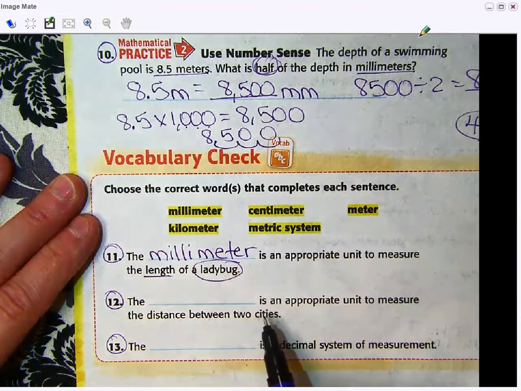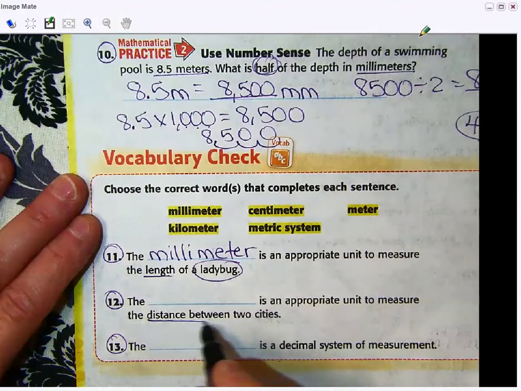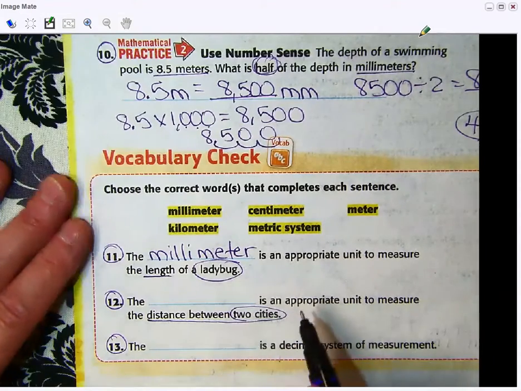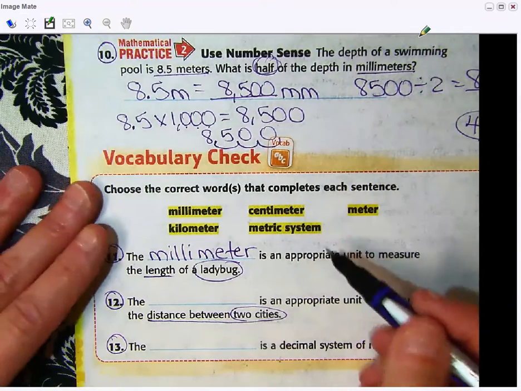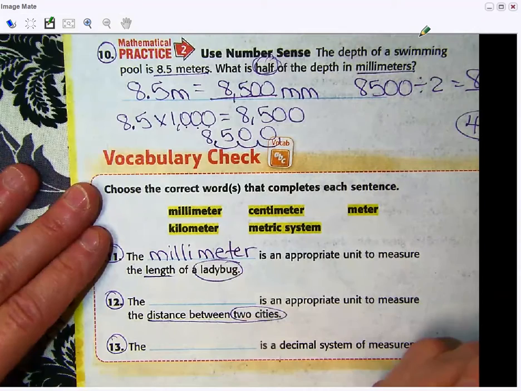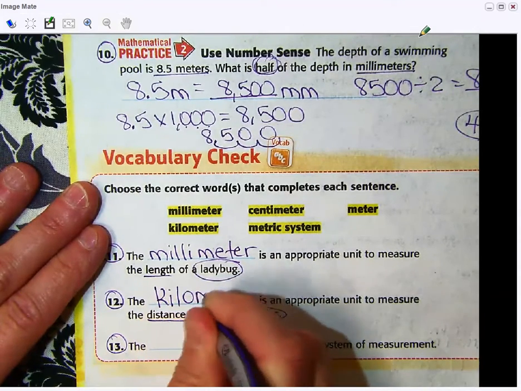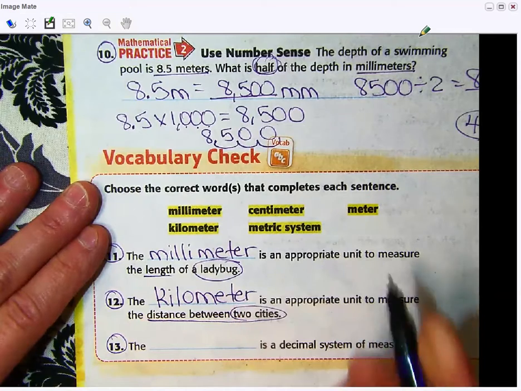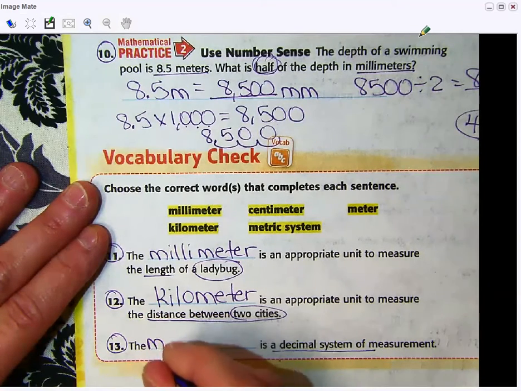Okay, the blank is an appropriate unit to measure the distance between two cities. So do you need a smaller unit or do you need a larger unit? Right, you need a larger unit. So are you going to measure the distance between two cities with a meter or a kilometer? That's right, because remember, a kilometer is about a mile. All right, and the last one, the blank is a decimal system of measurement. Well, we know that that has to be the metric system.